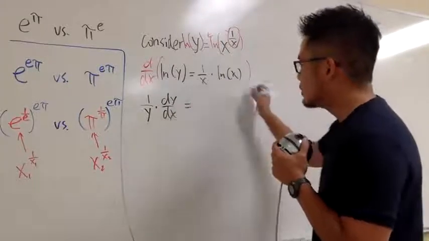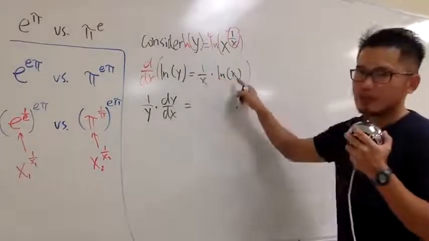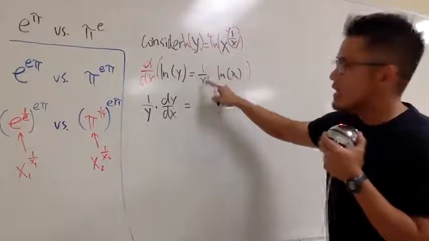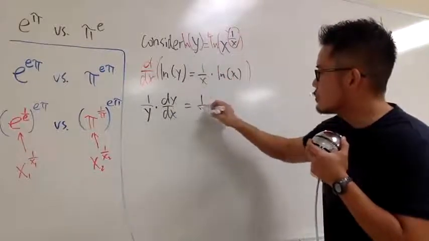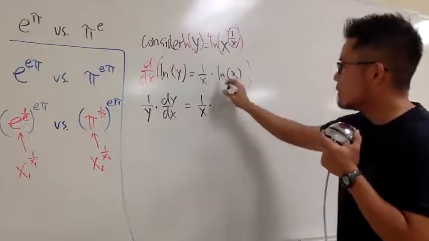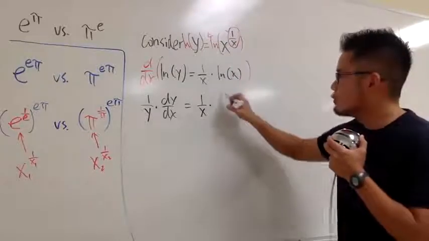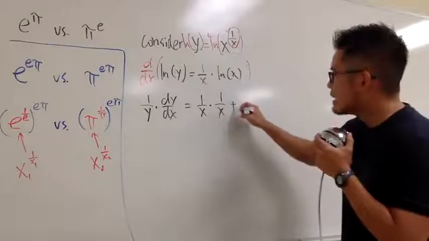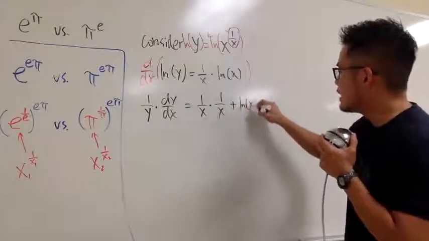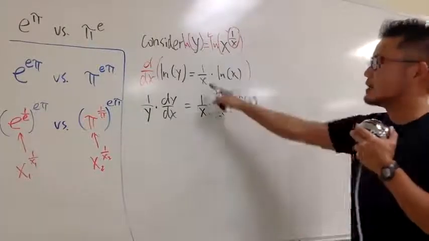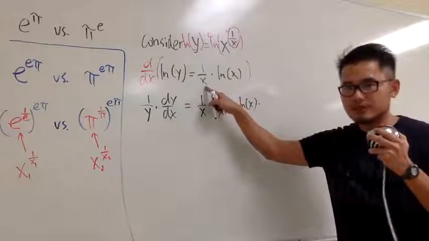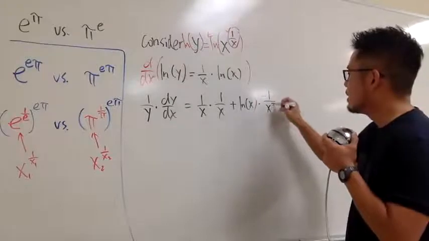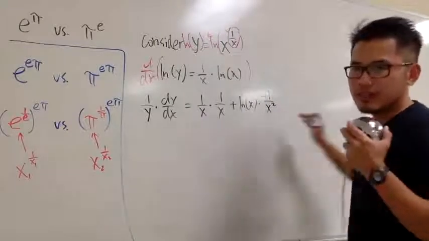On the right hand side here, this is the product of two functions, so we have to use the product rule. And the version of the product rule I want to use is, let me first keep the first function, which is 1 over x, and then we will multiply by the derivative of the second, which is going to be 1 over x. And then we add the second function, which is the ln x, and then we multiply by the derivative of the first function. The derivative of 1 over x is negative 1 over x squared. So this is the expression.